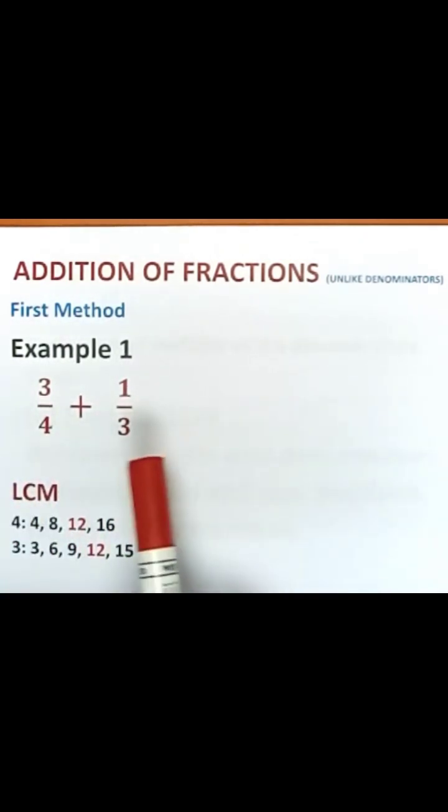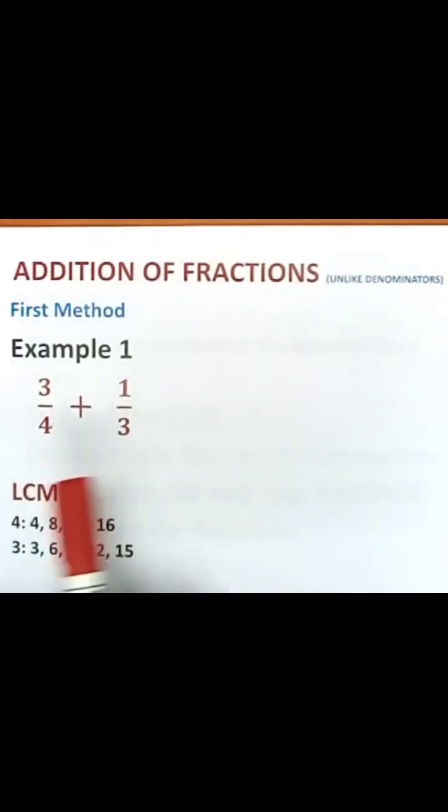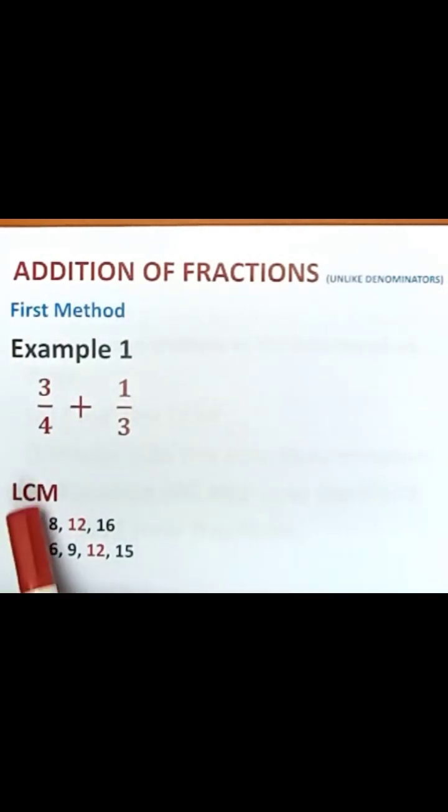You would have noticed that the denominators are not the same. So we cannot go straight to add them by just adding the numerators like we did in the first video. So how do we do that? We were told in the first step to find the LCM, and I've actually done that here. So how do we find the LCM?